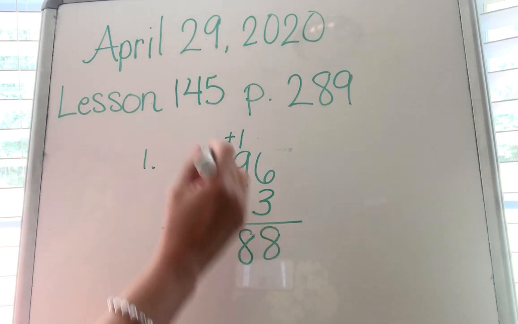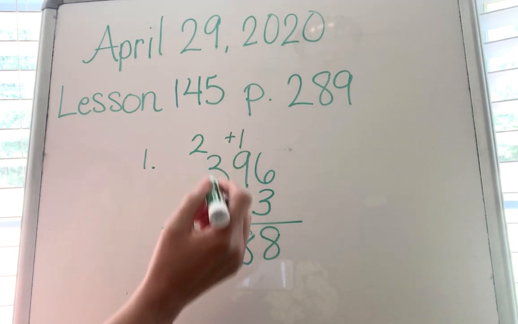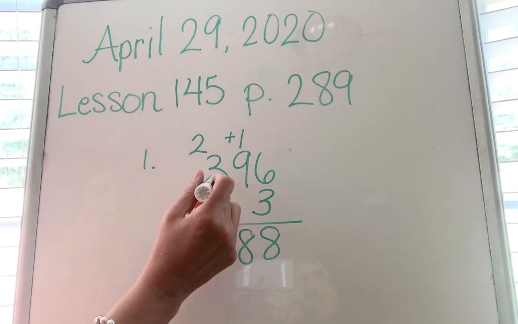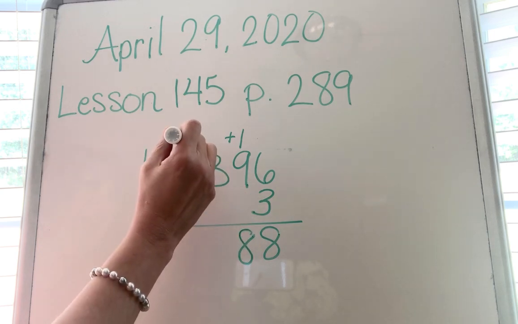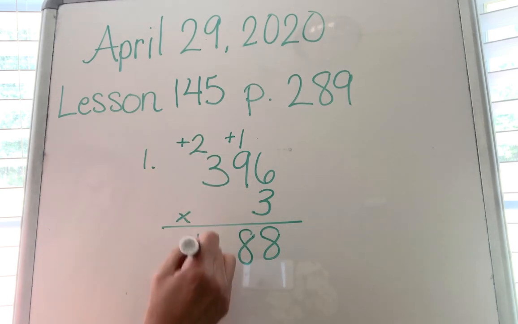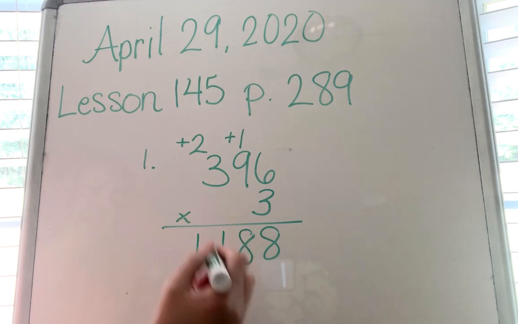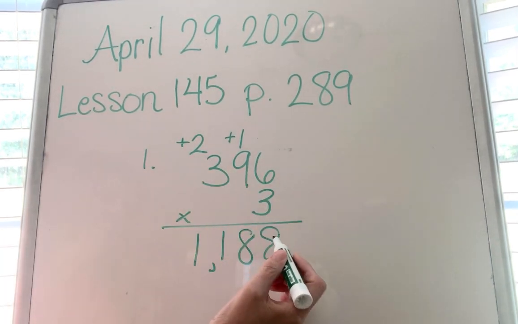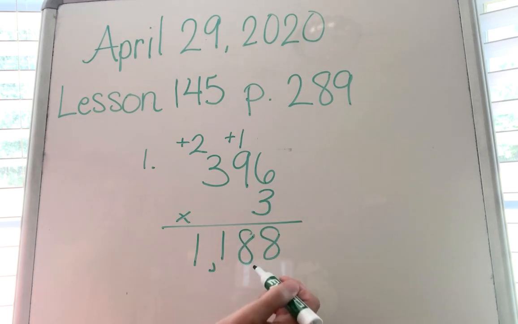So you can see the numbers are getting bigger. So work slowly and carefully. All right, let's multiply now in the hundreds column. 3 times 3 is 9, plus 2 equals 11. Okay, so our answer is 1,188. So you can see it's doing the same thing, but it's just multiplying bigger numbers, okay?